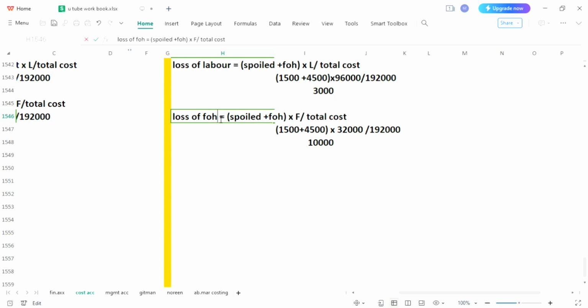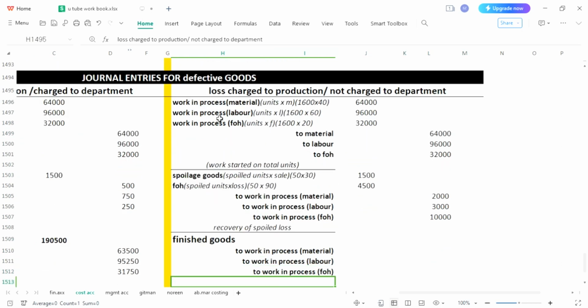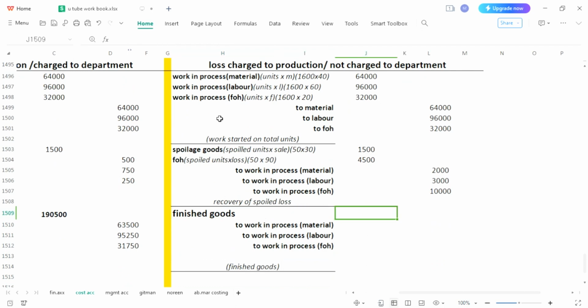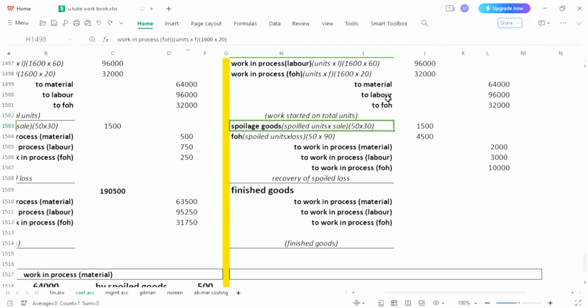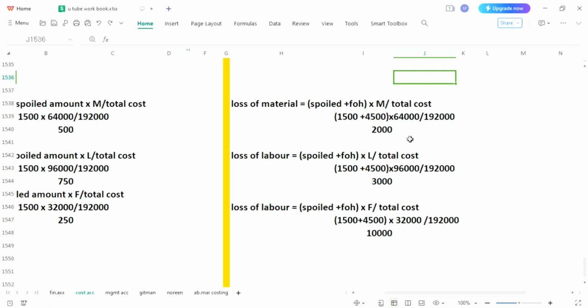Guys, we have completed entry number 2, and now it's time to calculate entry number 3, finished goods. For that we need to make our ledgers, and have completed our journal entries. Now it's time to calculate the amount of finished goods, and for that we will be calculating work in process material over here. How would you calculate? By making simply the ledgers. 2000, 3000 and 10,000. How has 10,000 arrived? Let me check it first.